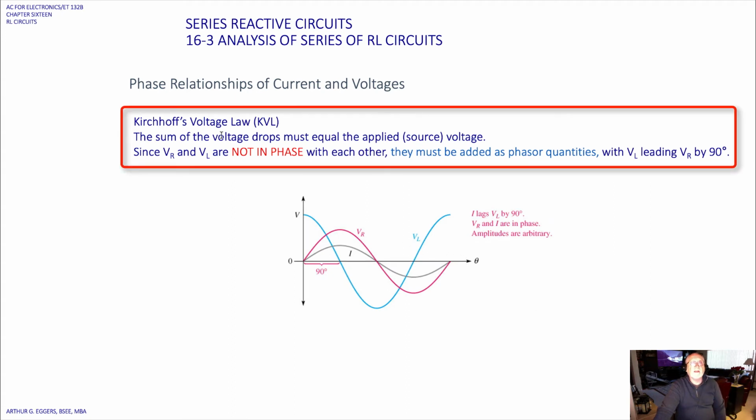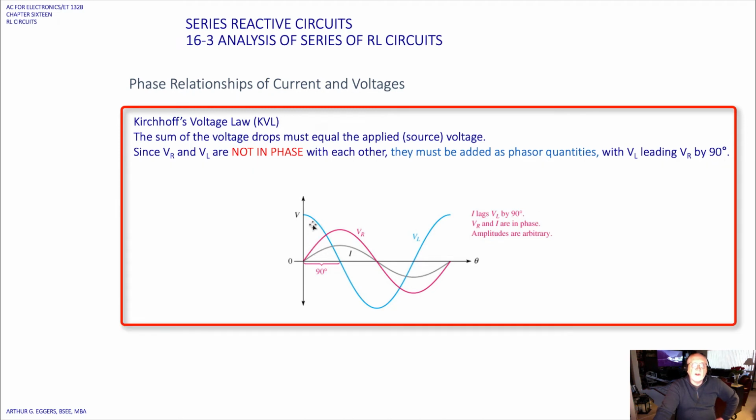Kirchhoff's law, then, KVL, says that the sum of the voltage drops must equal the applied or source voltage. Since V sub R and V sub L are not in phase with each other, they must be added as phasor quantities. So you can't just arbitrarily add the values together. V sub L then leads V sub R by 90 degrees. So the value then would be instantaneous values along the sinusoidal curves.